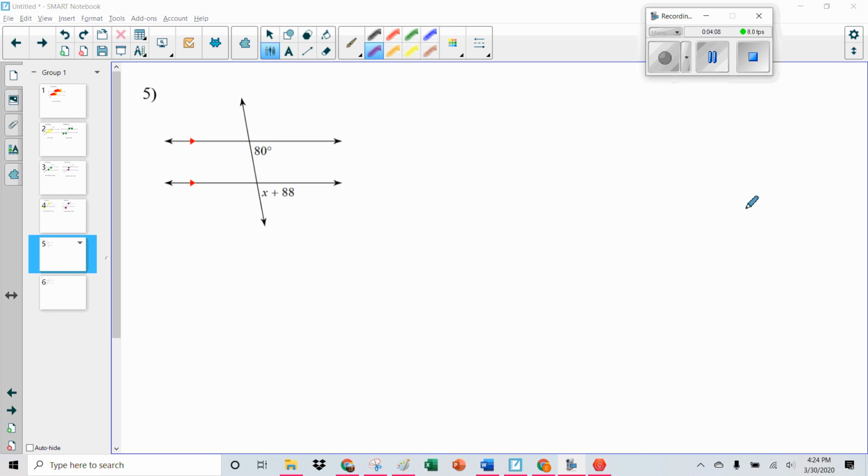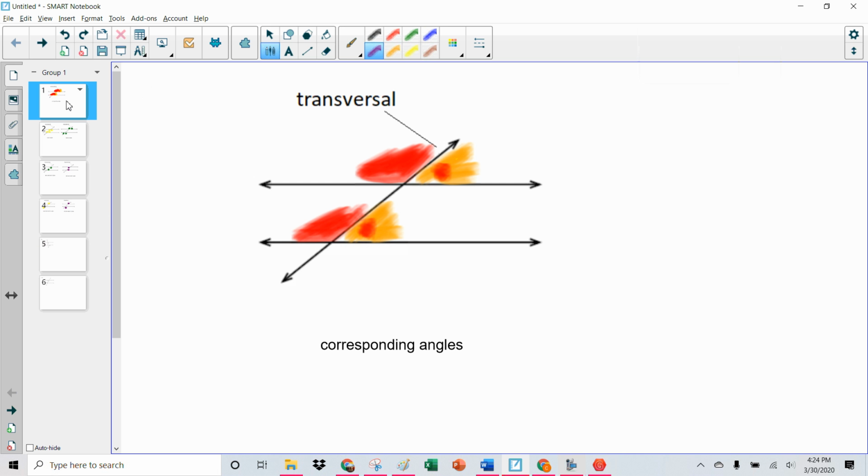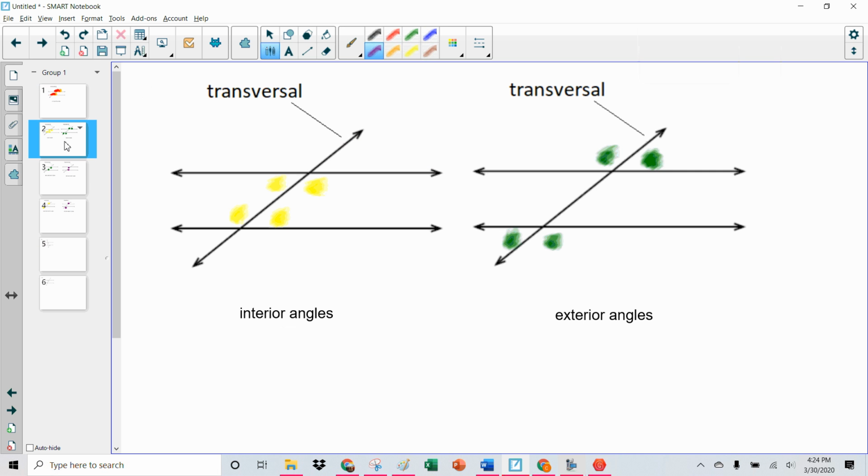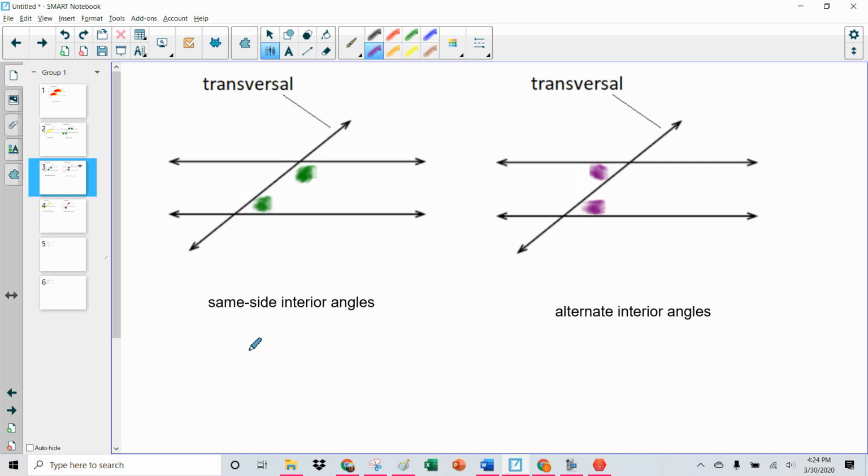The key to remember when you're solving these problems is that all of the angle pairs are either going to be congruent or supplementary. They're either congruent, which means they have the same angle measure, or they're supplementary, which means they add up to 180 degrees. But let's go back and look at those angles again. If I look at, say, same side interior angles, so we're looking at these green angles, do they look like they're the same angle measure?